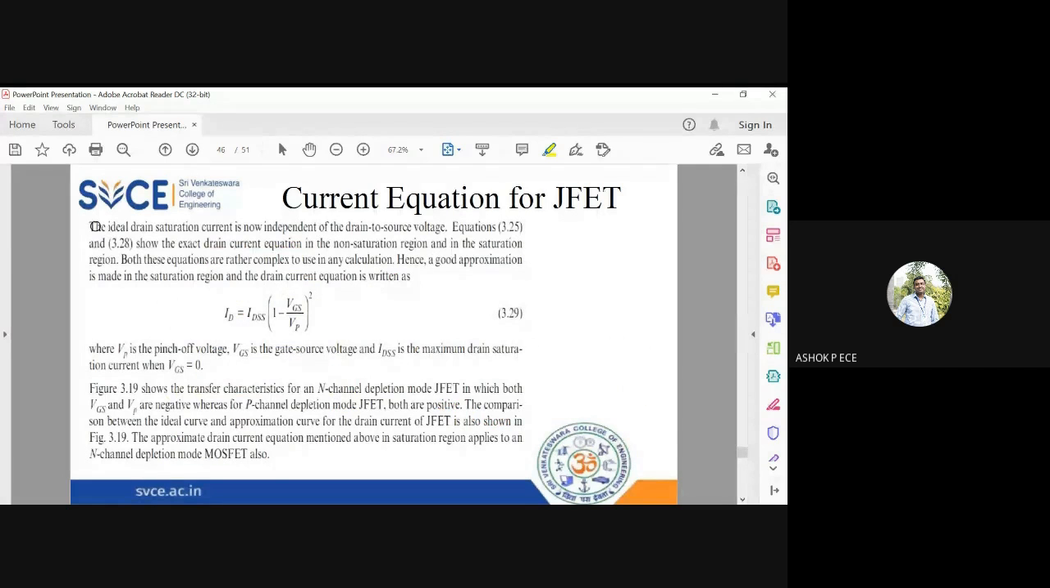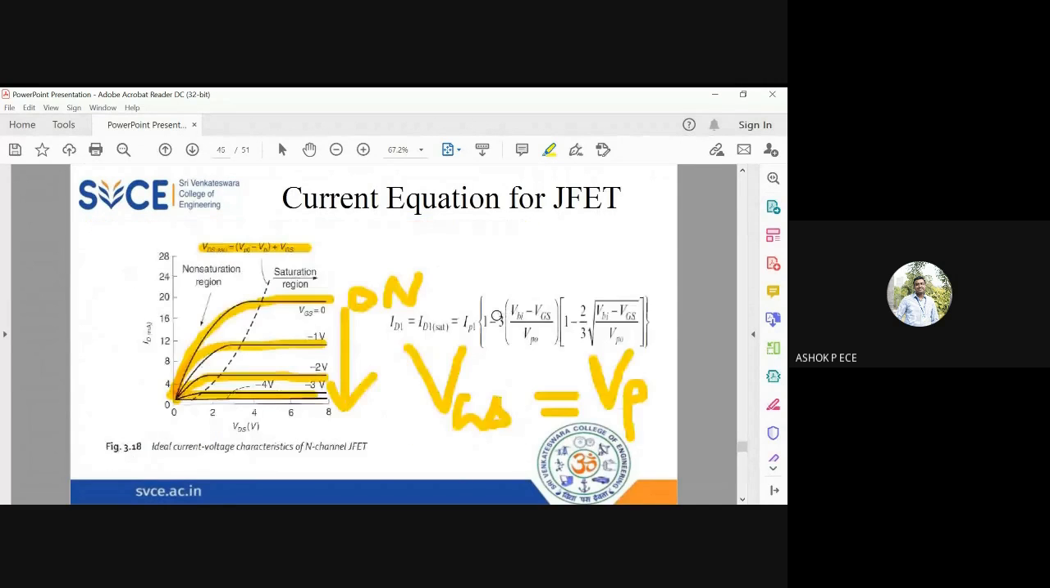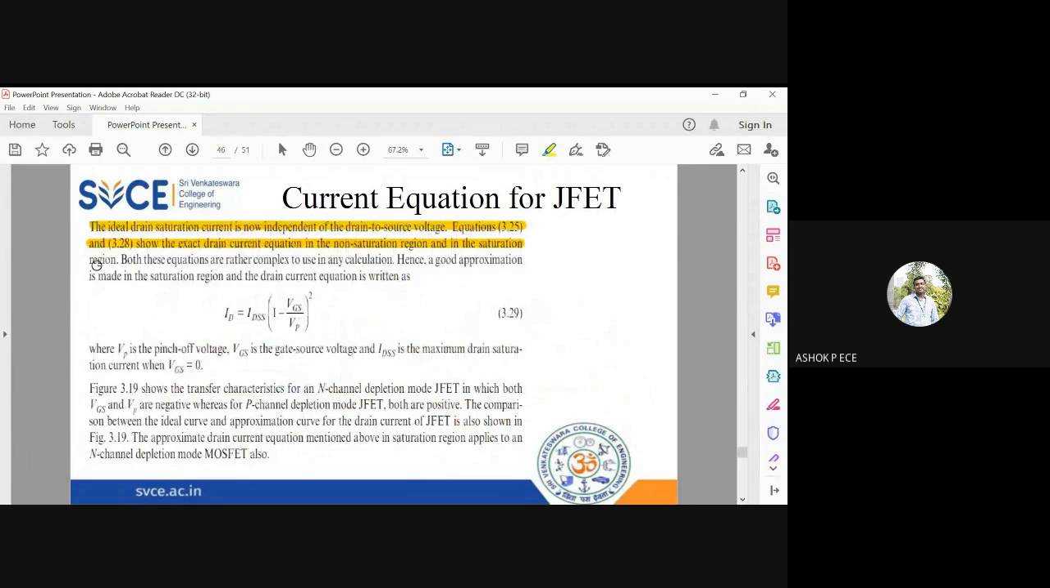So this ideal saturation current is now independent of drain to source voltage. So in a good approximation only, what we see, you cannot remember this equation fully. It consists of so many terms. So good approximation, what we do, a good approximation to the drain current, and we get the drain current equation as this one. ID is equal to IDSS into 1 minus VGS by VP the whole square.